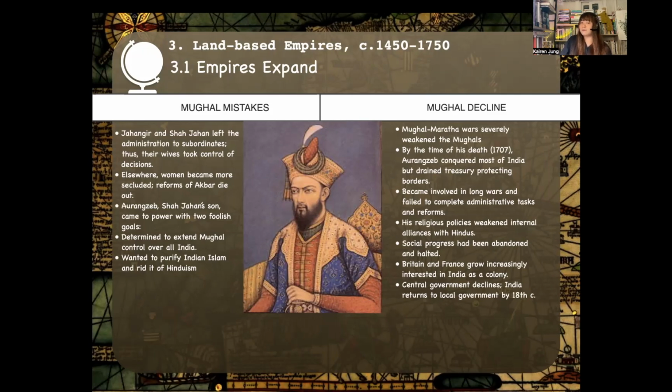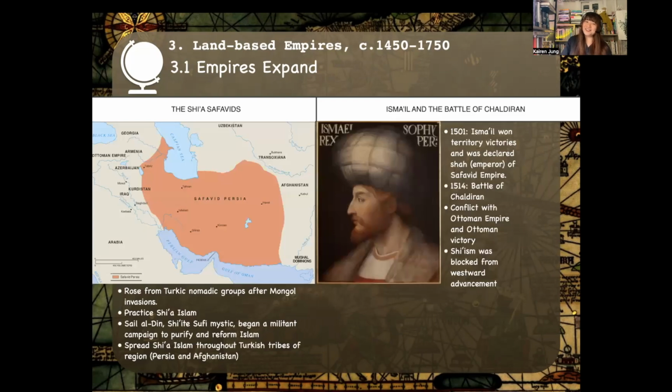And then what happened? Britain and France in the interim had been steadily growing in expansion and power. They became very interested in India as a colony. And then the central government declined as India returned to its dismantled local governments by the 18th century. Now let's look at the Shia Safavids.